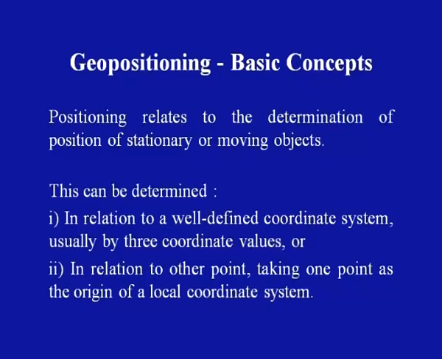So, let us discuss the basic concepts related to geopositioning. First of all, positioning relates to the determination of the position of stationary or moving objects. This can be determined by either defining the point in relation to a well defined coordinate system, usually by 3 coordinate values, or in relation to another point, taking one point as the origin of a local coordinate system.